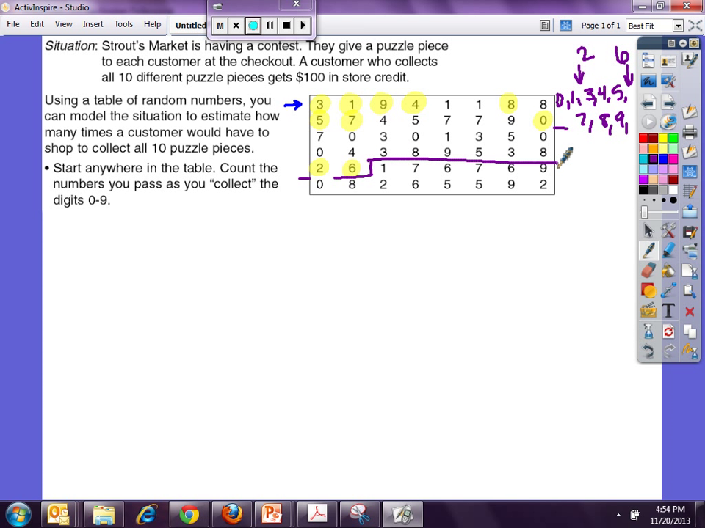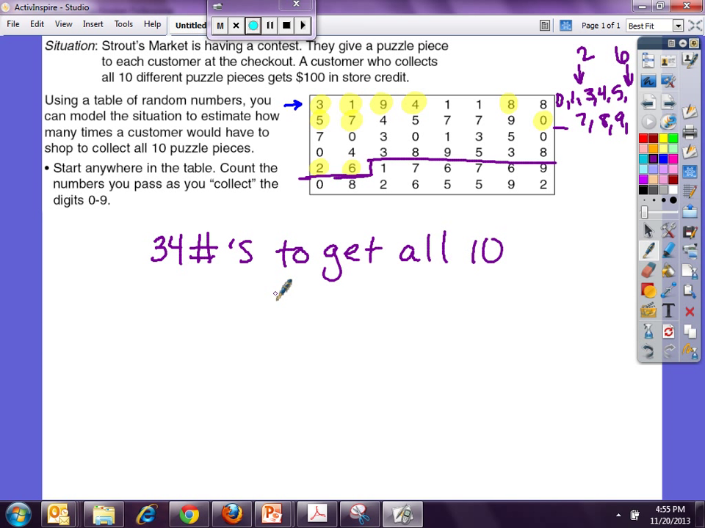So now, I had to go to that store how many times? Well, each of these has 1, 2, 3, 4, 5, 6, 7, 8 shopping trips. So 8 times 4 is 32, 33, 34. So if I counted each one of these numbers, I would have 34 numbers. So I had to go through 34 numbers to get all 10 puzzle pieces.